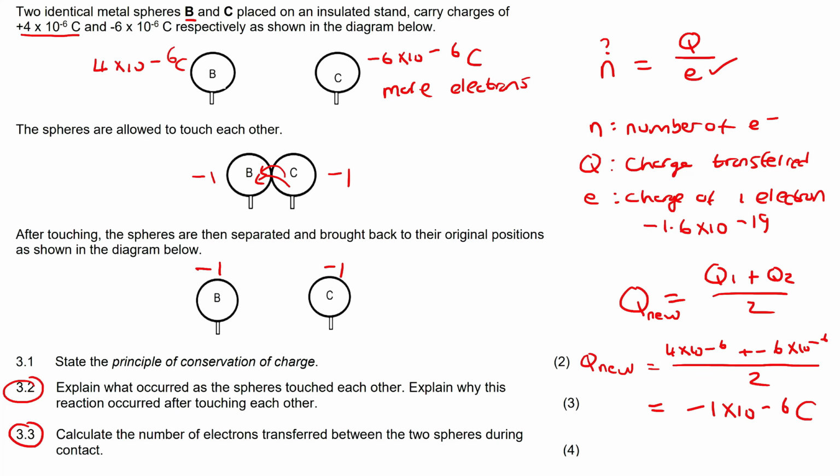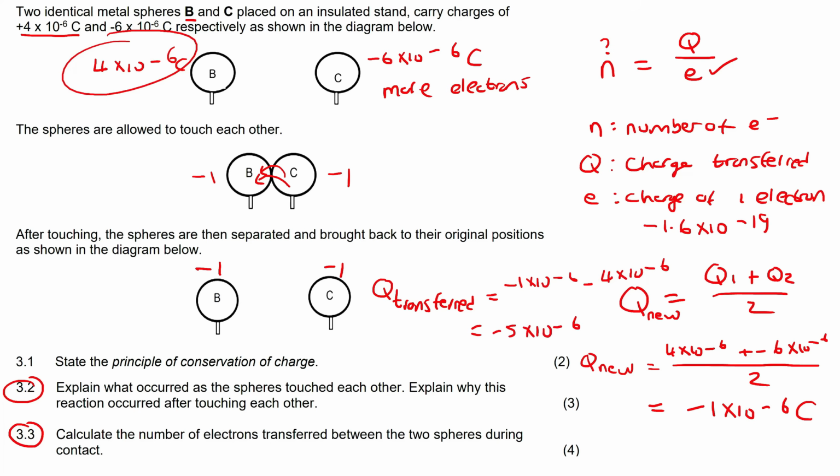So we could say that the Q, or the charge that is transferred, is just going to be, now you could either use B or you could use C. I'm going to use B. So I'm going to take the new charge, which is -1 times 10 to the -6, minus the old charge, which is 4 times 10 to the -6, and that's going to give us -5 times 10 to the -6. Okay, now, where are we? Okay, so now we can go and use this formula.